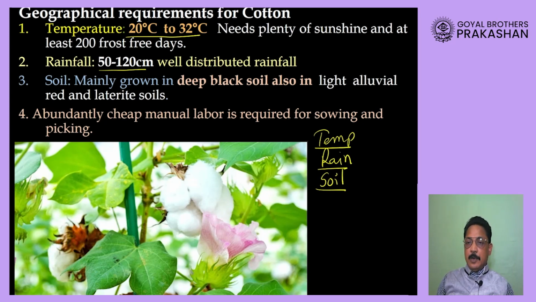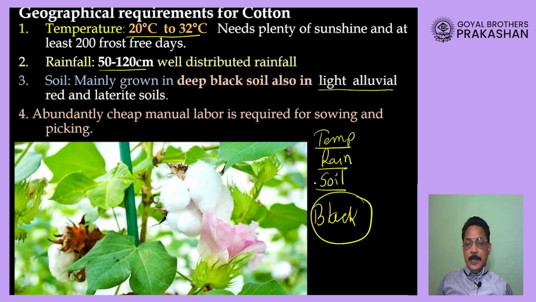Then for growth of cotton, the best soil is black soil. We have studied in soil chapter that black soil is called cotton black soil or black cotton soil. So black soil is the best suitable for this crop, dear student, but it can also grow very well if the soil is alluvial. So light alluvial soil, light red soil, light laterite soil, it means it grows in all types of soils, but the best soil for its growth is black soil.